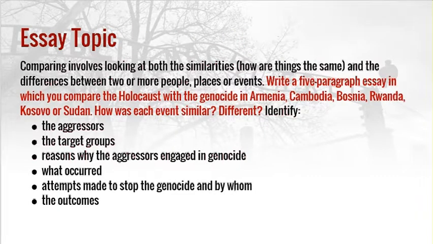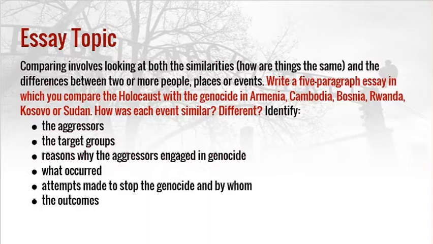Okay, so comparing involves looking at both similarities, how are things the same, and differences between two or more people, places, or events. Write a 5-paragraph essay in which you compare the Holocaust with the genocide in Armenia, Cambodia, Bosnia, Rwanda, Kosovo, or Sudan. So you got lots of choices here. How was each event similar or different? Identify the aggressors, the target groups, the reasons why the aggressors engaged in genocide, what occurred, attempts made to stop the genocide, and by whom, the outcomes.